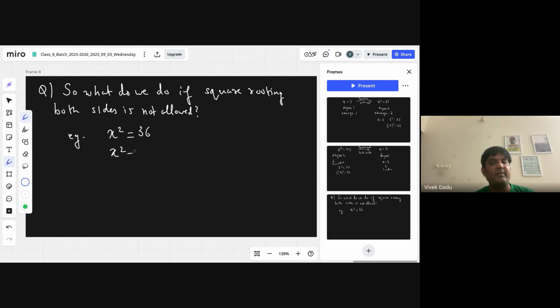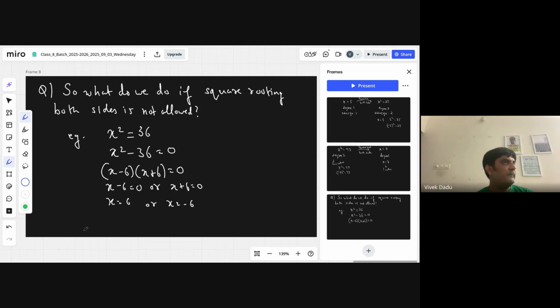The fix is simple. Bring it on left hand side. Factorize. So you get (x minus 6)(x plus 6) equal to 0, which gives x equal to 6 or x equal to minus 6. Getting?